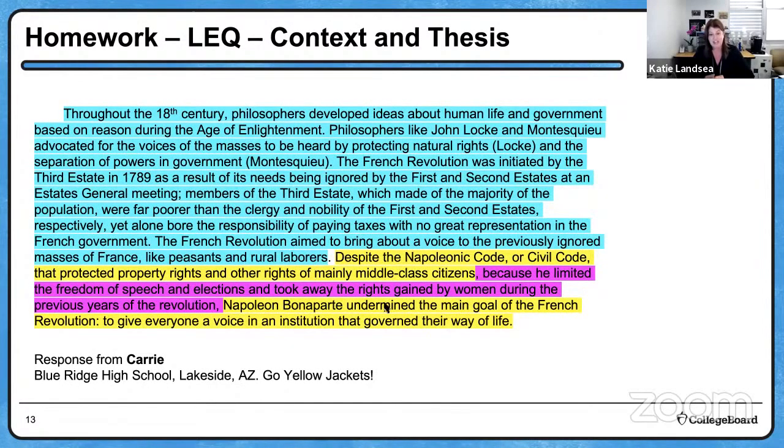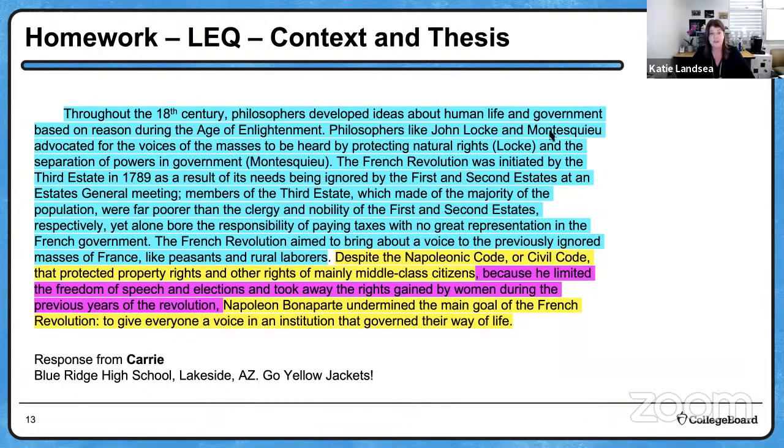This was from Carrie, another yellow jacket. It's weird. We had multiple yellow jackets today. Carrie's from Blue Ridge High School in Arizona.